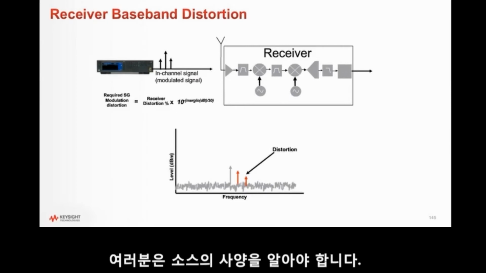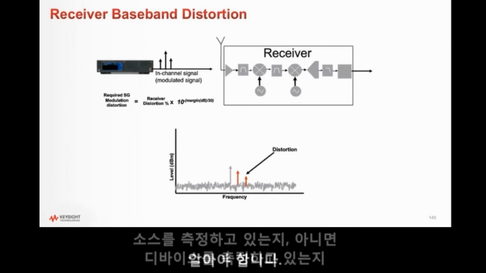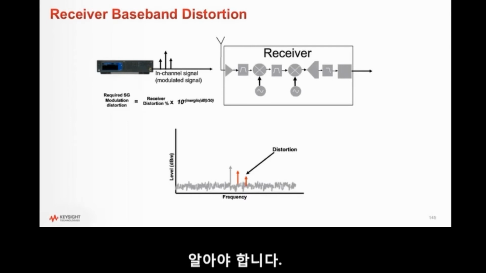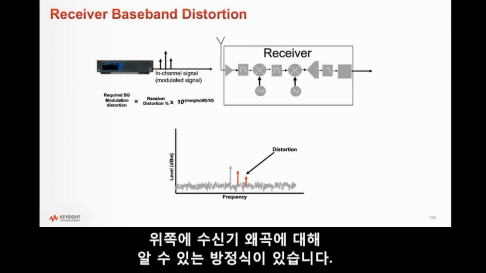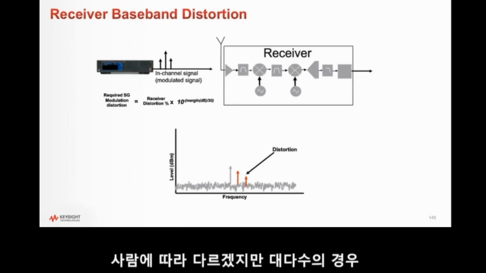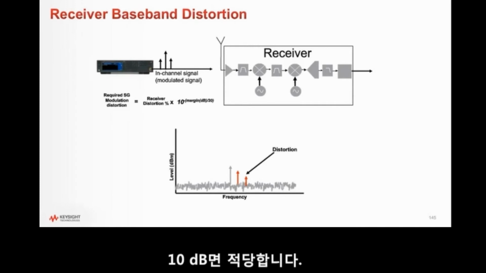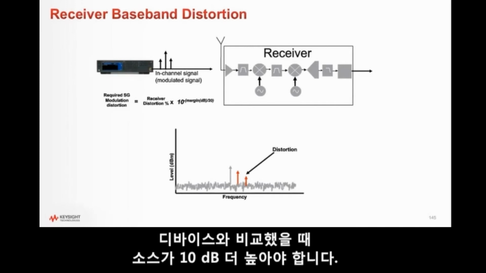You do need to know what the spec of your source is. You need to know if you're measuring the source or if you're measuring your device. And so there's this little equation up there that's giving us receiver distortion, and you need some margin. That's going to depend person to person, but a lot of times 10 dB is a good number to start with. So you need your source to be 10 dB better than your device.